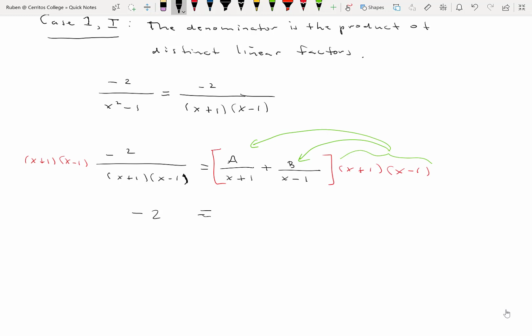If I multiply x plus 1 times x minus 1 times A over x plus 1, I get A times x minus 1. The x plus 1 cancels out. If I multiply x plus 1 times x minus 1 times the second fraction, the x minus 1 cancels, and I'm left with B times x plus 1. Now, our goal, as it was a few minutes ago, still remains to find the constants A and B that make this equation work out.